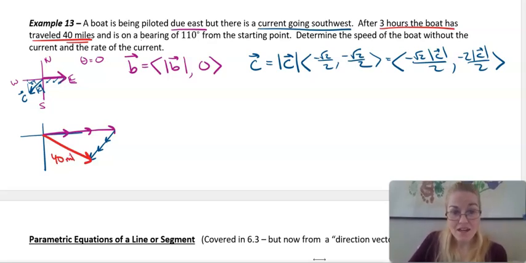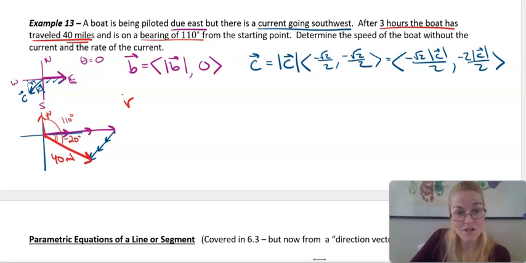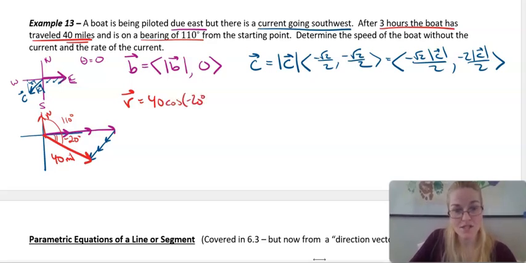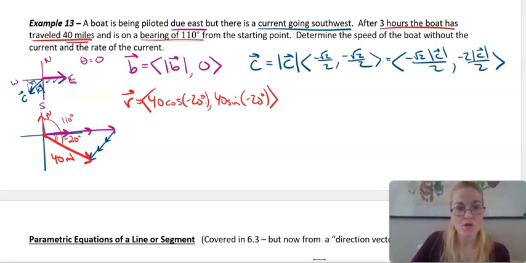and is on a bearing of 110 degrees. So if the bearing from true north is 110, what does that mean its direction angle is? 110 minus 90 is, right, 20. So its direction angle is negative 20 degrees. So what we actually know is my resultant vector is 40 times cosine of negative 20 degrees. That's its horizontal component, comma, 40 times sine of negative 20 degrees. That's its vertical component.